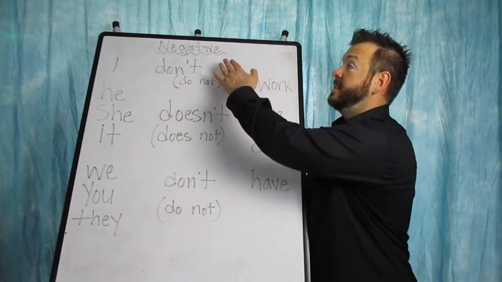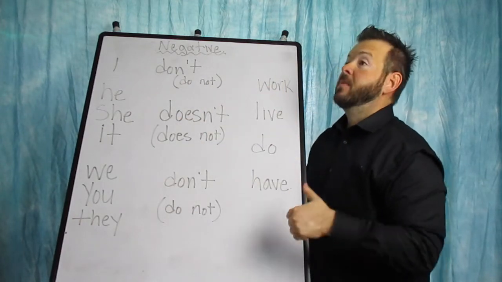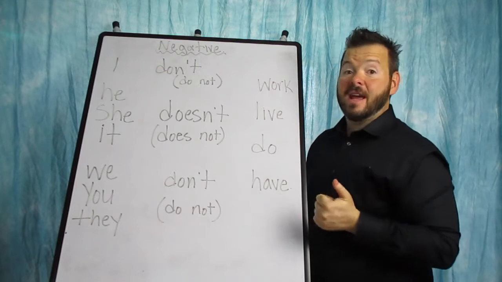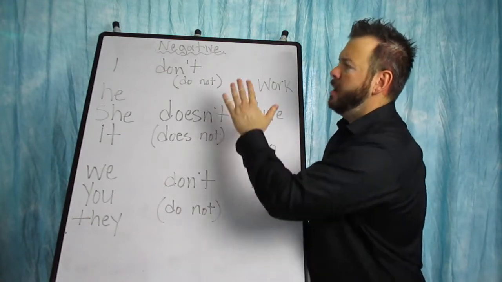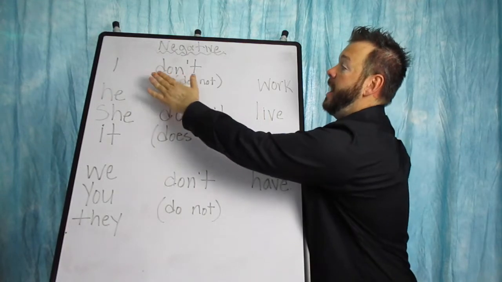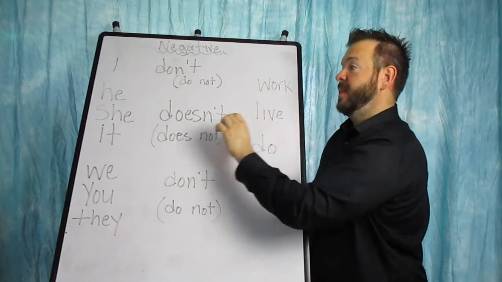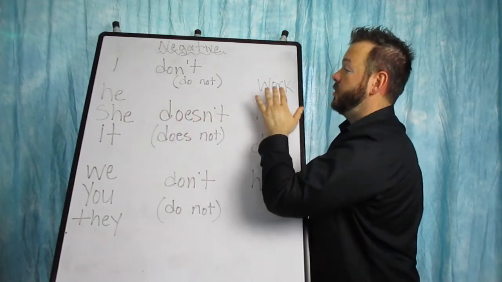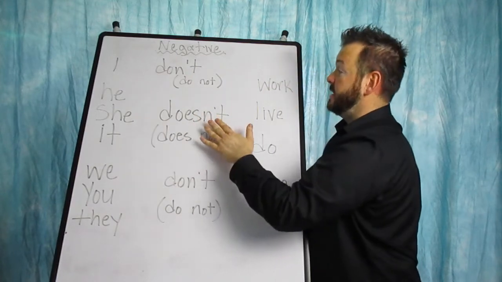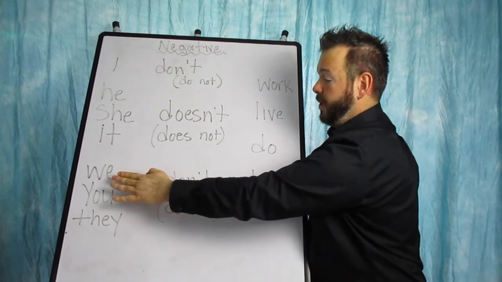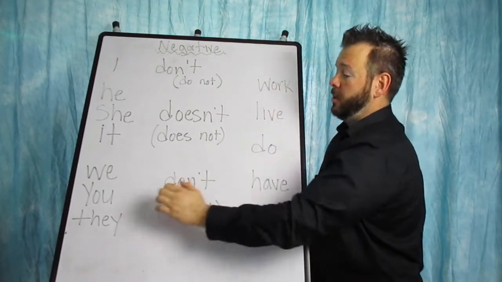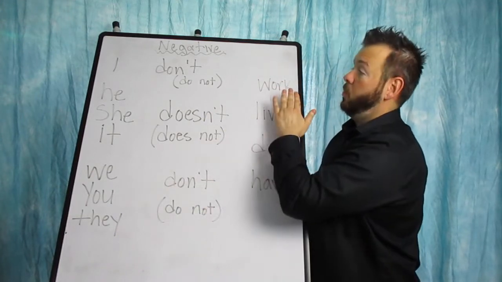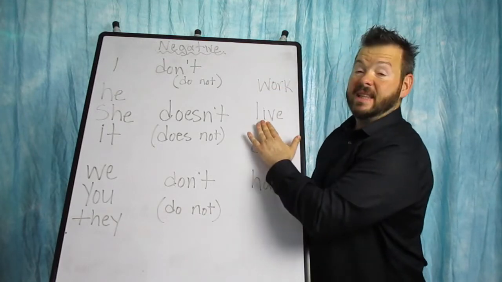Okay, here is the negative form. So, it's the present simple plus the verb in negative form. Alright? So, I'll read everything to you. I don't work. He doesn't work. She doesn't work. It doesn't work. We don't work. You don't work. They don't work.